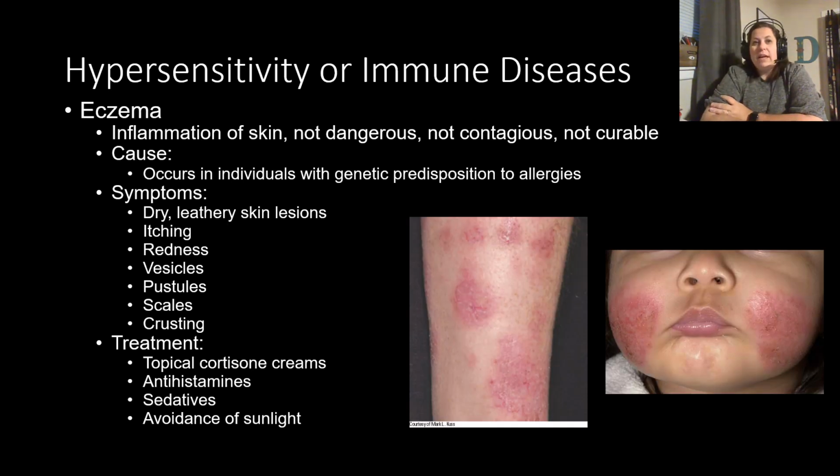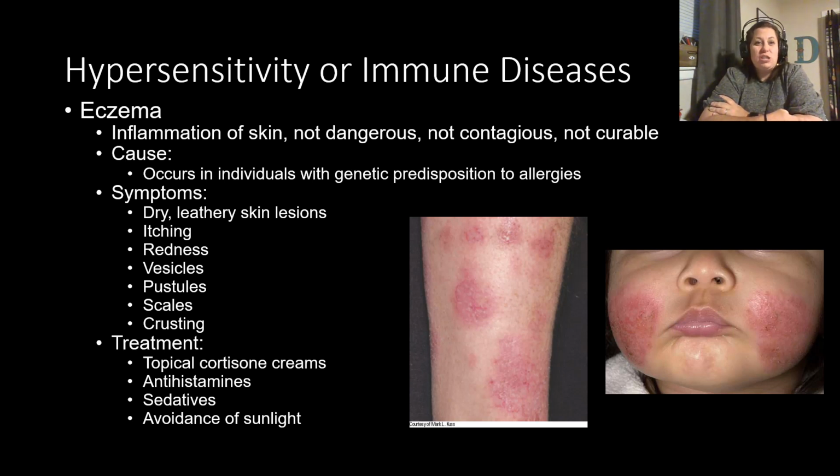Another thing we want to look at are hypersensitivities or immune diseases that affect the skin. One example here is eczema. This is an inflammation of skin. It's not really dangerous. It's also not contagious. You can't spread eczema from one person to the next, but it's also not curable. The cause occurs in individuals with a genetic predisposition to allergies. Okay, if an individual has a predisposition to lots of allergies, a lot of times we see eczema may occur on their skin. The symptoms of eczema are dry, leathery skin lesions.